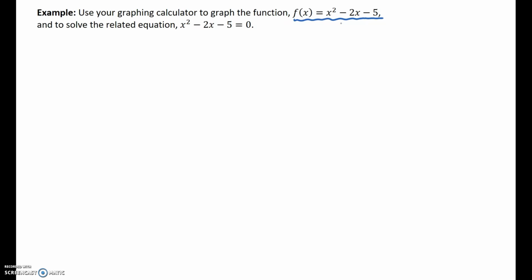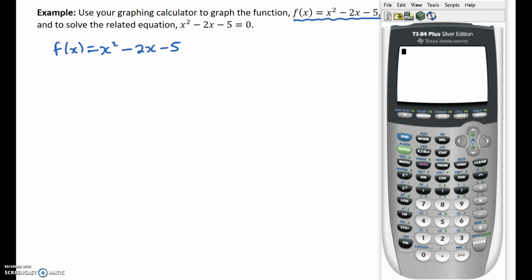Okay, so the first thing to do is to write out the function so we can see it clearly. f of x equals x squared minus 2x minus 5, and then we'll bring up the calculator like this. To enter this, remember, f of x is another name for y, so we're going to hit y equals, and type in this equation, x squared minus 2x minus 5.